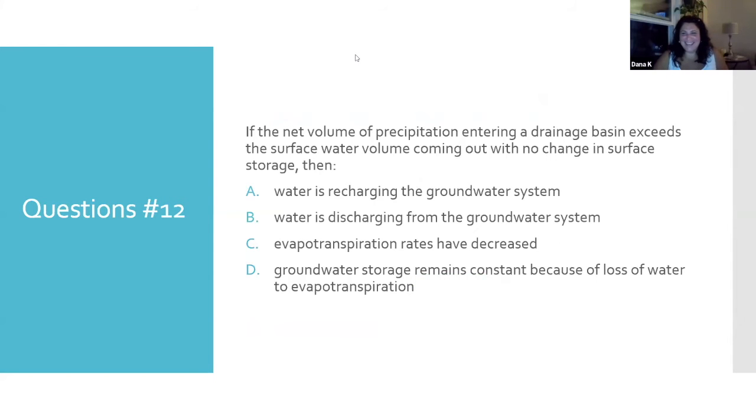Okay, question number 12. If the net volume of precipitation entering a drainage basin exceeds the surface water volume coming out with no change in surface storage, then A, water is recharging the groundwater system, B, water is discharging from the groundwater system, C, evapotranspiration rates have decreased, or D, groundwater storage remains constant because of loss of water to evapotranspiration. Okay, and the answer to this one is A, water is recharging the groundwater system.